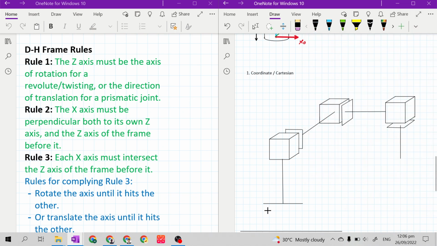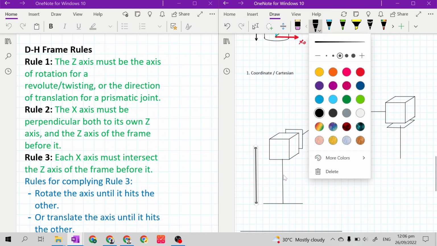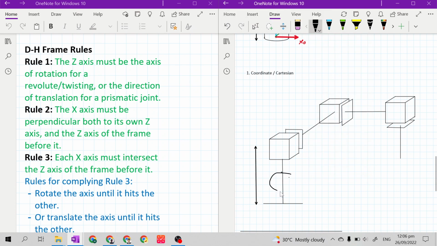Let's draw the link indicators. So this will start from the base. So our base starts from here, this is the base, up to the center of our prismatic joint. Okay, so this part is the stand. Remember this class, this is just a stand.